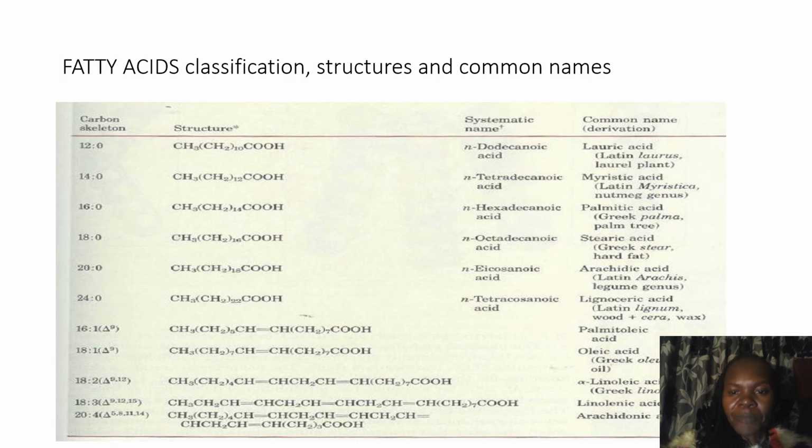But we have to bear in mind that for you to draw a fatty acid, the carboxyl terminal end lies to the right hand side, the methyl end lies to the left hand side. When placing the double bonds, count from the carboxyl terminal end and place your double bond after the carbon which bears the double bond.